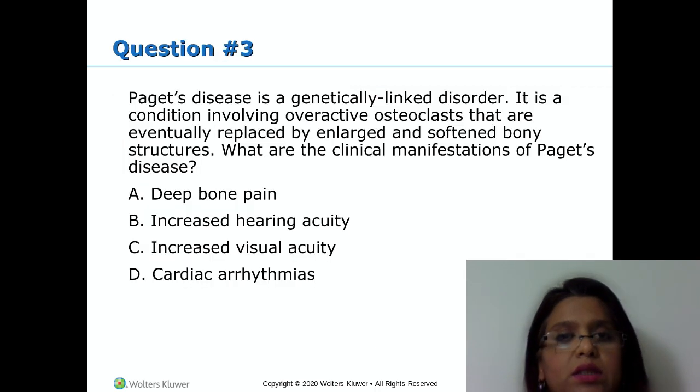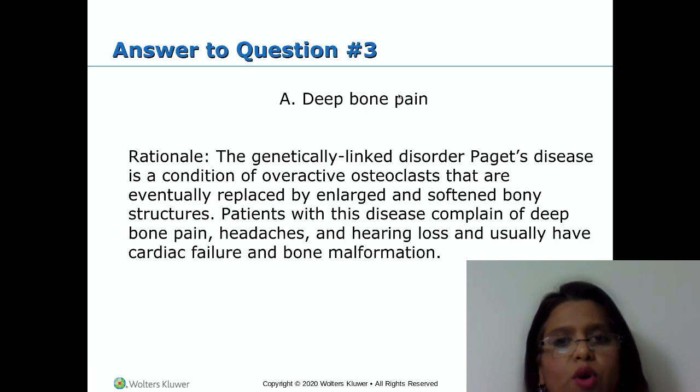All right. Question. Paget's disease is a genetically linked disorder. It is a condition involving overactive osteoclasts that are eventually replaced by enlarged and softened bone structures. What are clinical manifestations of Paget's disease? Bone pain, increased hearing acuity, visual acuity, or cardiac dysrhythmias? Bone pain, because it's a bone disorder. All right. So this was chapter number 37.